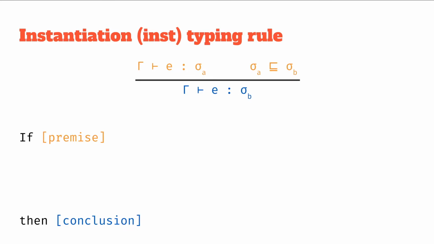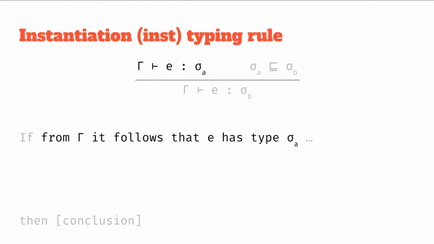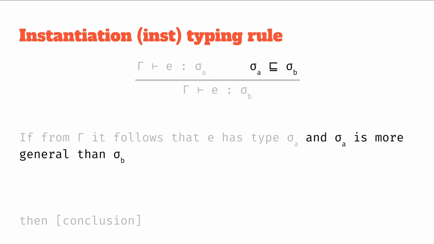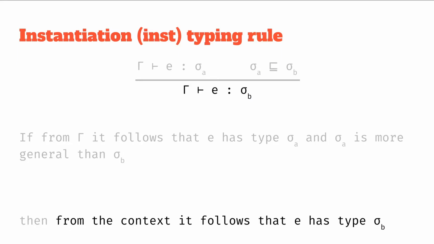The rule is an if-then setup, as with all the rules, where if the premise holds, then the conclusion will hold. It's a simple one to read through because we've just got the context and an assignment. So if from the context gamma, it follows that expression e has type sigma A, and we've got this other part of the premise: if sigma A is more general than sigma B, right? That's what that more general relation was. There's a video on that as well if you look up type order. So sigma A is more general than sigma B. Then from the context, it follows that e has type sigma B.